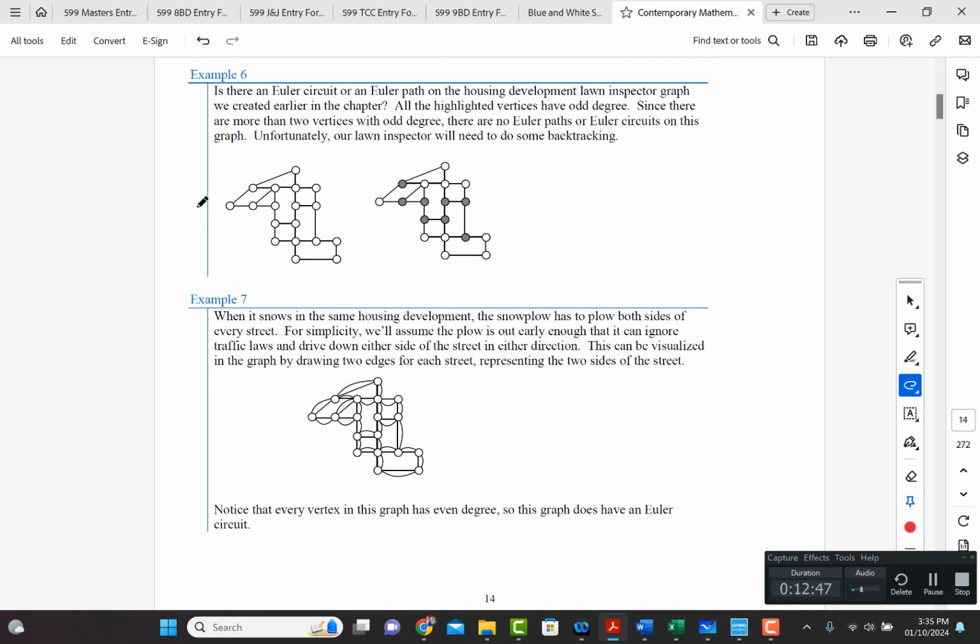Okay, so in example 6, if we look at these here, let's just see how many have odd degree, right? So here's 1, and here's 2.